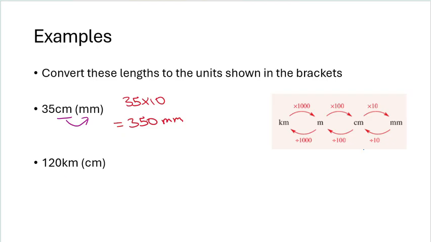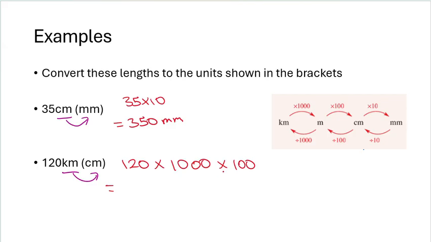Next thing we've got is going from kilometers to centimeters. Looking at my flowchart here, I actually have to do two jumps. I go from kilometers to meters and then meters to centimeters. So I've got 120 here. I'm going to change this into meters first, so times 1,000. And if you want to do it at the same time, you can just do times 100 as well, so you're doing both steps at the same time.